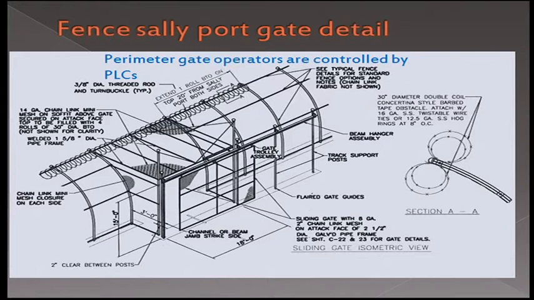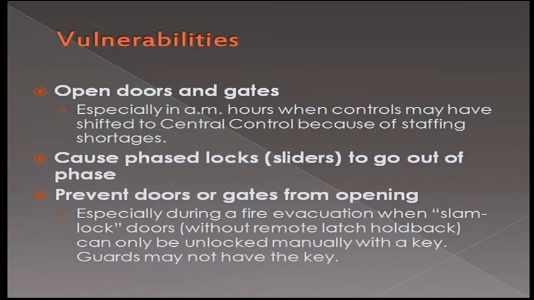So what we're showing here is the perimeter fences. They have intrusion detection systems on the fences. All right, so now we'll look at some of the vulnerabilities. We can open doors and gates, and cause phase lock sliders to go out of phase. As Teague mentioned, if you can remove the program for the cascade, the speed of the door, you can break the door. So when you open it and slam it, those locks, they're done for the whole prison.